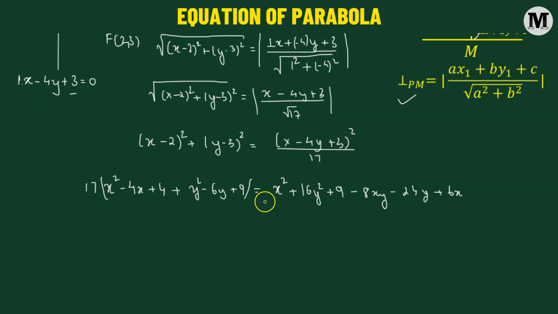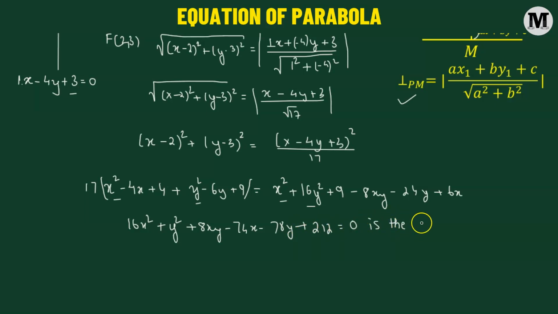So here we have 17x squared minus x squared, so that's going to be 16x squared. Then we have 17y squared, and from it we are going to subtract 16y squared, so that's going to be positive y squared. Then we have 8xy minus 74x minus 78y plus 212 equals 0. And this is the required equation of the parabola. So we've successfully obtained the equation of the parabola.